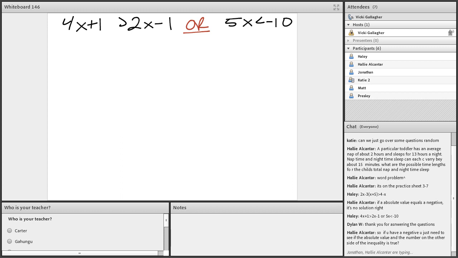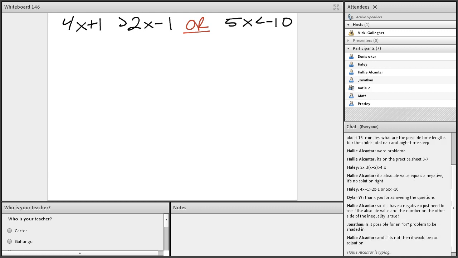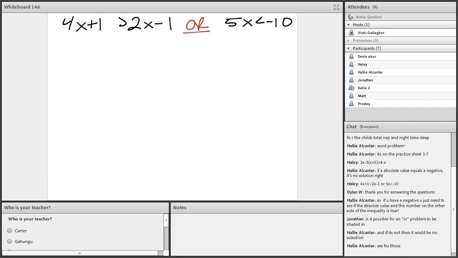You mean for the special cases, hun? Yeah, so on the absolute values, sorry, I promise we'll come back to that. I just want to make sure I understand what she's asking.